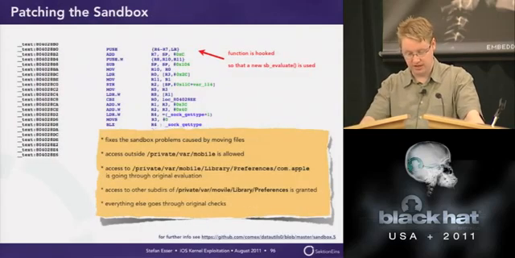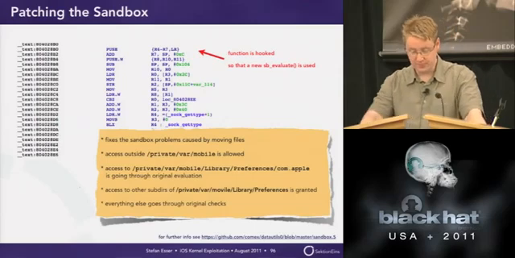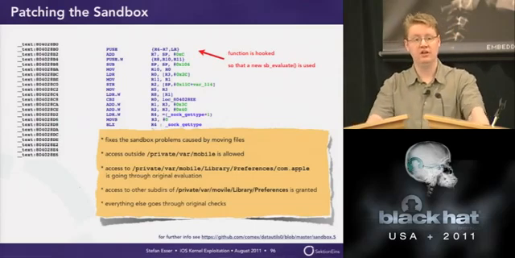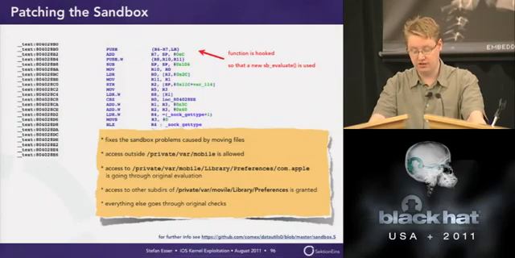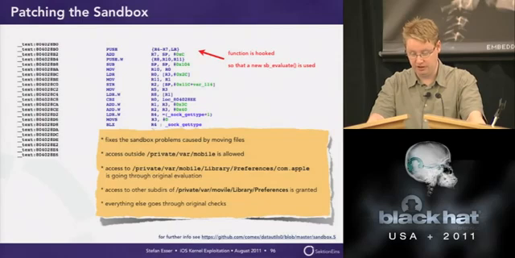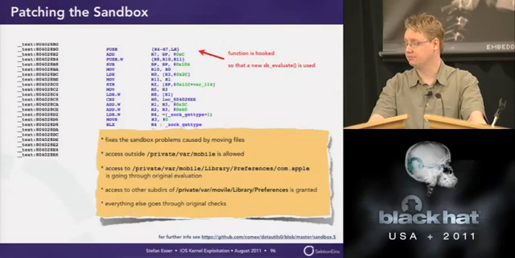Oh, actually, I should show the slide. Yeah. So what comex does is he goes to the function called SB evaluate, sandbox evaluate, and puts a hook in there. And the hook basically redirects it to some code that you can also look at on GitHub. And this hook will replace the logic of the SB evaluate function to check for specific paths.